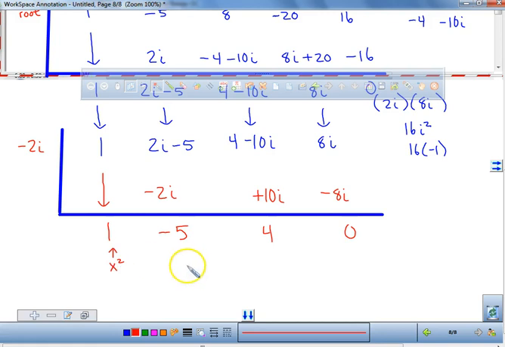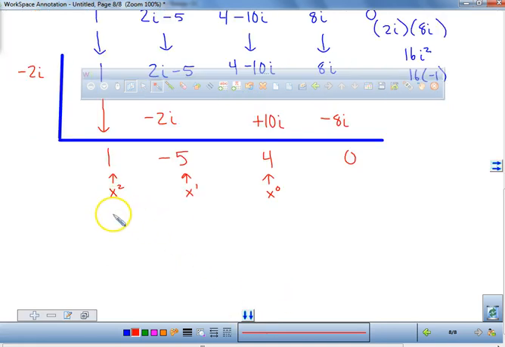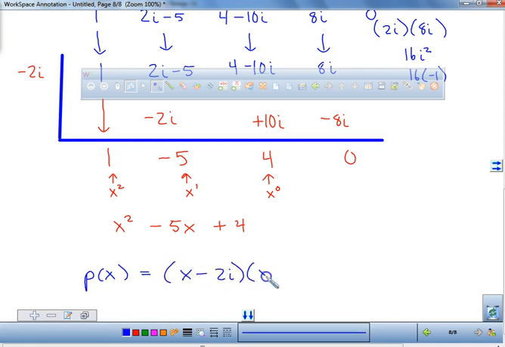Everybody, I'm letting you know, this represents your x squared. This represents your x to the first. This represents your x to the 0. So right underneath this, or to the side, or on the next page, whatever you're doing, write down x squared minus 5x plus 4. So, what's your factorization of p of x? Here's what you have. P of x, you're going to write, equals x minus 2i times x plus 2i times x squared minus 5x plus 4.